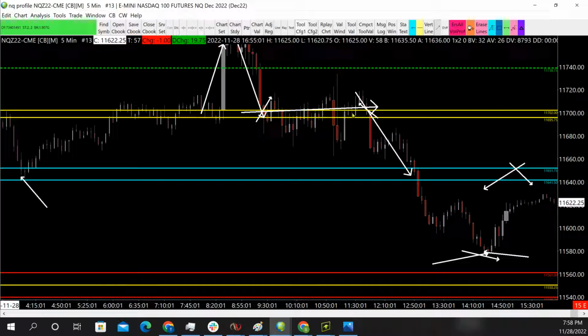And then my extended target, the point of control still has to be right here at 11,700. So this evening, I would say the upside extended target is 11,700. The primary upside target is 11,641. And then I'd go adjust the zones based on the profile.